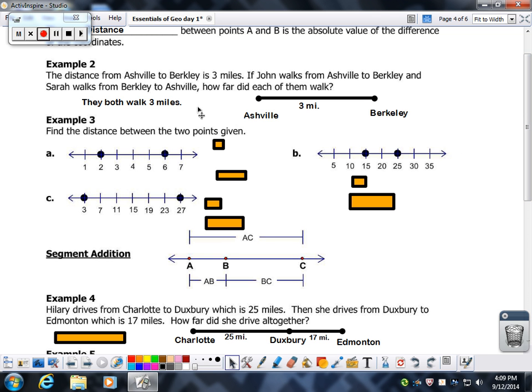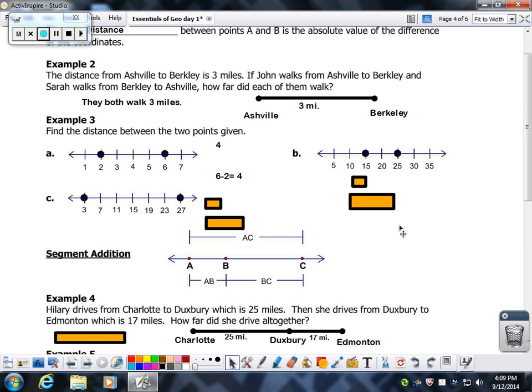Example 3 says find the distance between the 2 points given. Notice our number line here goes up by ones. So the distance from 2 to 6 is going to be 4. Another handy way to find distance is if you take the larger number, which in this case is 6, and subtract the smaller number, which is 2, you get the same answer, 4.